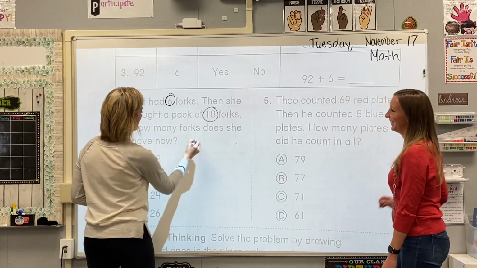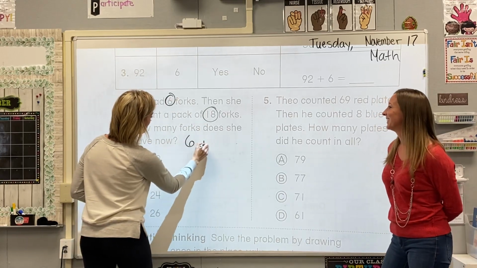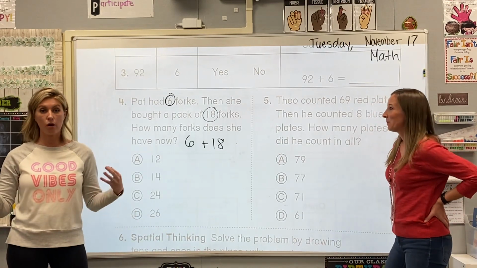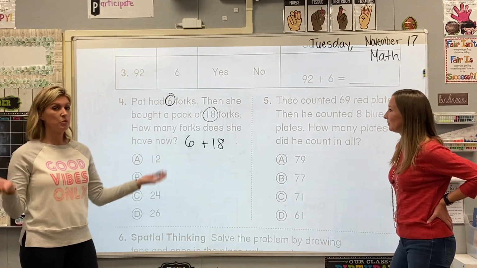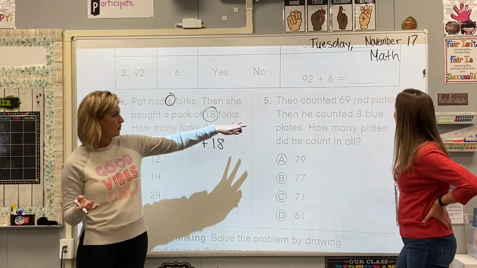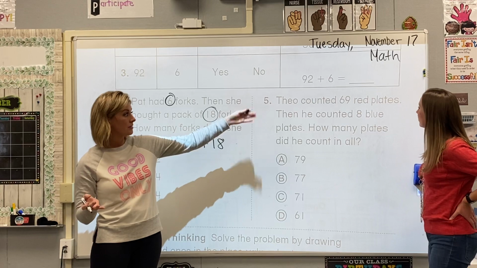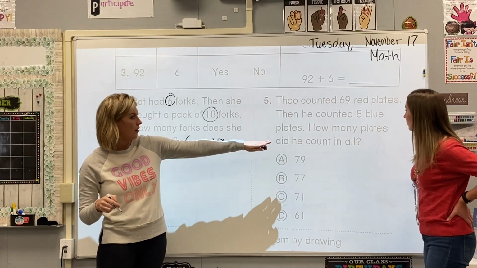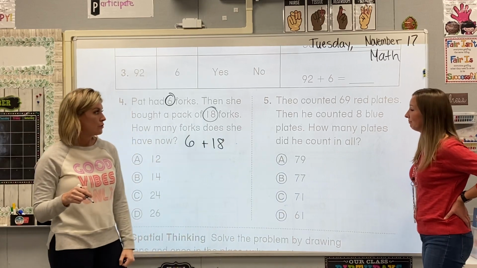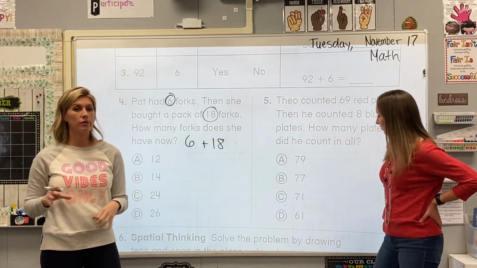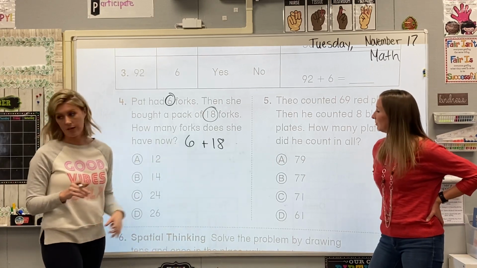Here and here are our numbers. 6 plus 18. And you guys can go ahead and draw models of those and see what you get when you add those together. And it's going to be one of these answers. Same with this one. We have the numbers 69 and 8. I can even see that without even reading it. How many plates did he count in all? And we're going to be adding with regrouping. So write out your problem, circle your numbers, add them up, regroup, and find your answer.